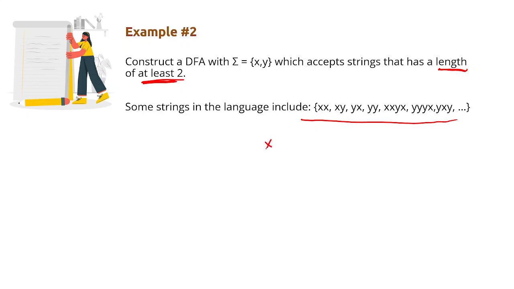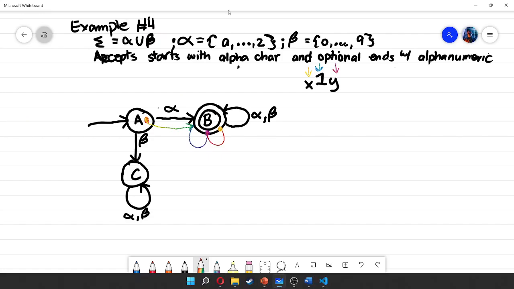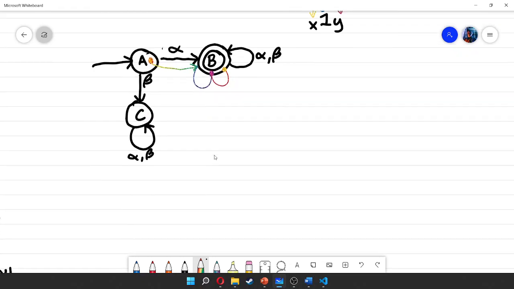So what if x lang? Is that accepted or rejected? Rejected, kay isa ra man ang length. What if y lang? Is that accepted or rejected? Rejected gihapon, di ba? I-analyze nimo og tarong ang question, unsa siya about. Let's try to construct this. Okay, let's try to construct that one.